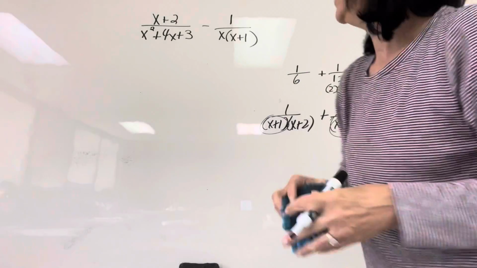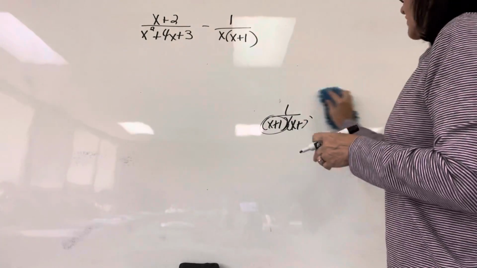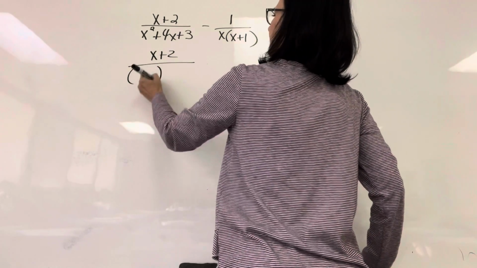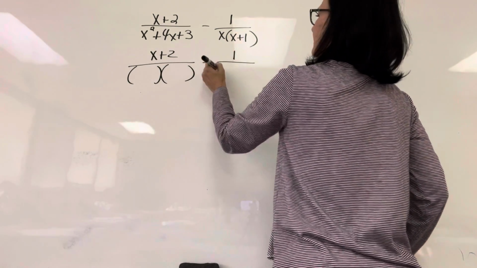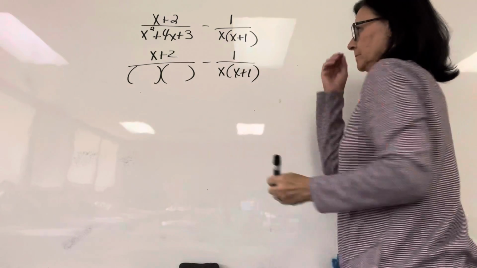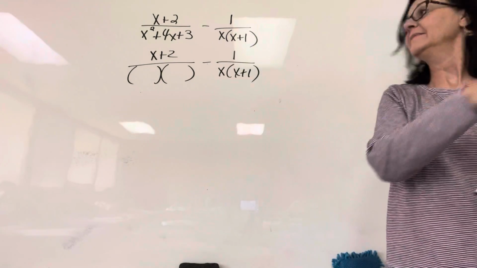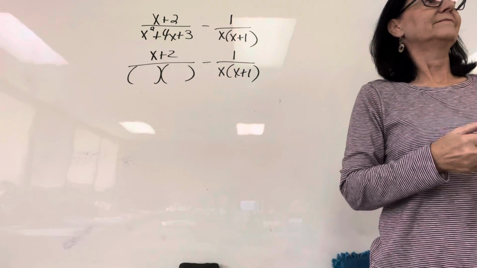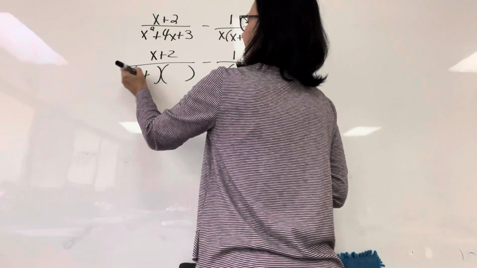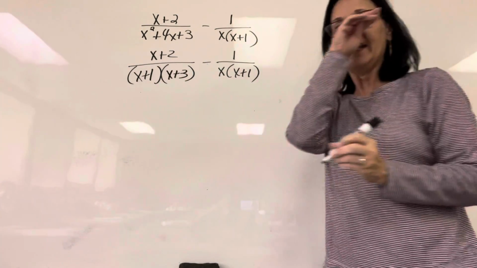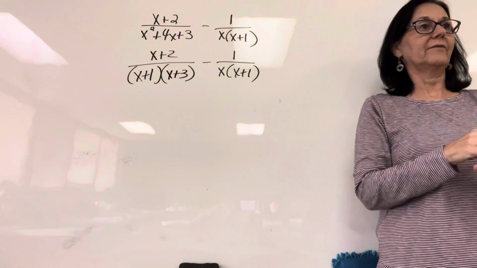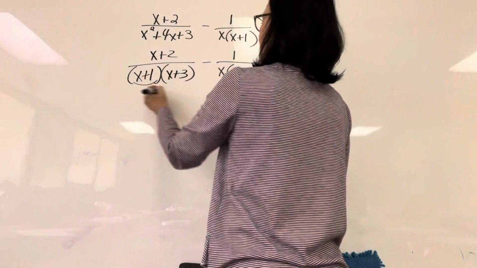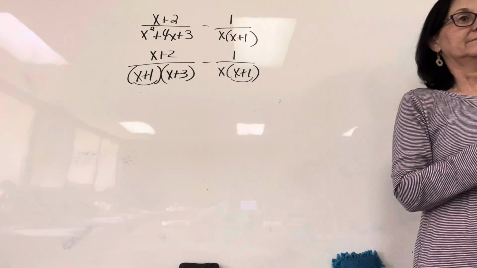Okay. All right. So, Will, what are the factors of this denominator? What are the questions I ask myself? What do you multiply to get C that you can add to get B? Correct. And what is it? Positive 3, positive 1. Now, do we have any common terms in the denominator? Yes, we do. X plus 1 is in both of the denominators. You see that?